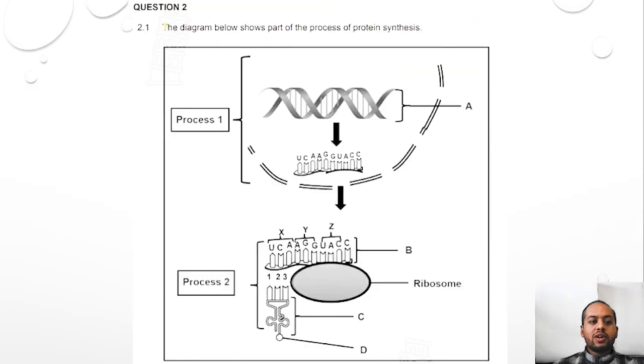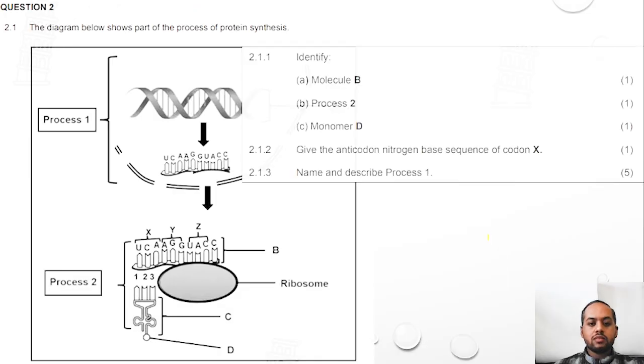The next question, 2.1, says the diagram below shows part of the process of protein synthesis. In this case, you can see you have process 1 and process 2. Process 1 is occurring inside the nucleus, and process 2 is occurring at the ribosome. The first question, 2.1.1, says identify molecule B for 1 mark. Molecule B is this entire single-stranded molecule attaching itself to the ribosome: mRNA, or messenger RNA.